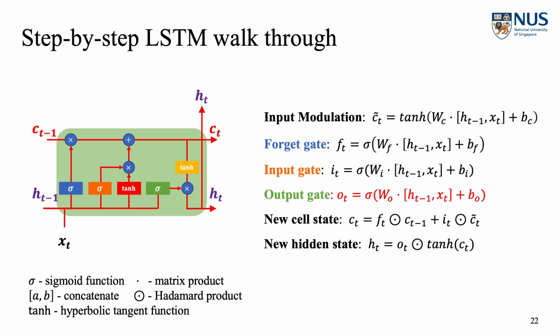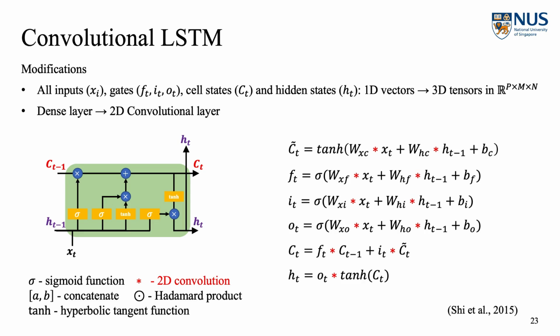Although images can still be input to LSTM layer after flattening, the spatial information is totally missed. In order to adapt the standard LSTM layer to be applicable to image data, the convolutional LSTM layer was proposed with two main modifications. First, all inputs, gates, cell states, and hidden states are extended from 1D vectors to 3D tensors. Second, the dense layer used to compute the gates and modulated inputs is replaced with 2D convolutional layer. The integration of convolutional layers and LSTM layers enable the convolutional LSTM to handle spatial temporal information.